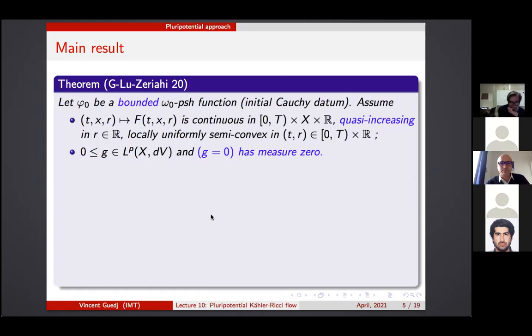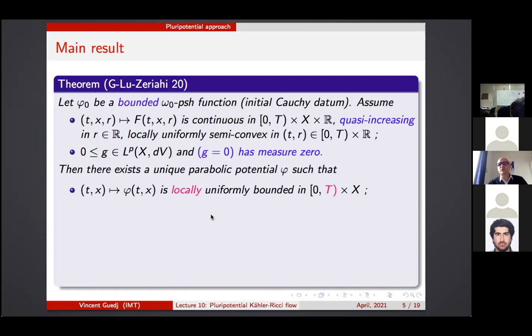Then the conclusion is that there exists a unique parabolic potential phi, which has the following property. So first, it is locally uniformly bounded in both space and time variable. So here, the fact that it is only locally uniformly bounded means that it may blow up as you approach the final time T, okay? But that's not the main issue for our purpose right here. So you can think, if you prefer, intuitively, that it is essentially uniformly bounded.